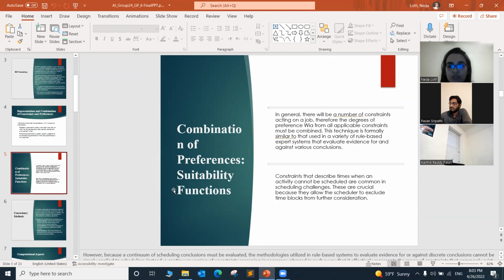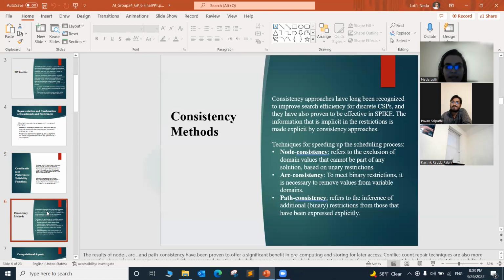They are crucial because they allow the scheduler to exclude time blocks from further consideration. Consistency methods have long been recognized to improve search efficiency, and they have also proven to be effective in SPIKE. The information that is implicit in the restrictions is made explicit by the consistency approach. There are some techniques for speeding up the scheduling process: node consistency, arc consistency, and path consistency.